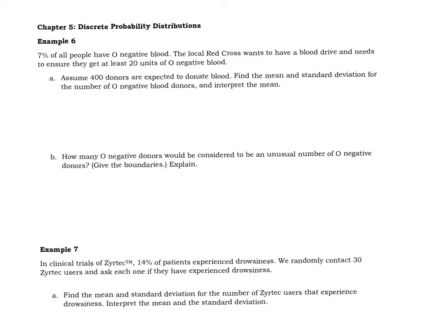7% of people have O negative blood. We need to get 20 units of O negative. 400 people show up. Find the mean and standard deviation and interpret the mean. So our mean, remember, is n times p, or in this case, 400 people times those 7% that are going to be O negative, for a total of 28. And the standard deviation is the square root of n times p times q. So 400 times those 7% of people who are O negative times the 93% who are not, and we get 5.1. And interpret the mean, we're not going to forget to do that.